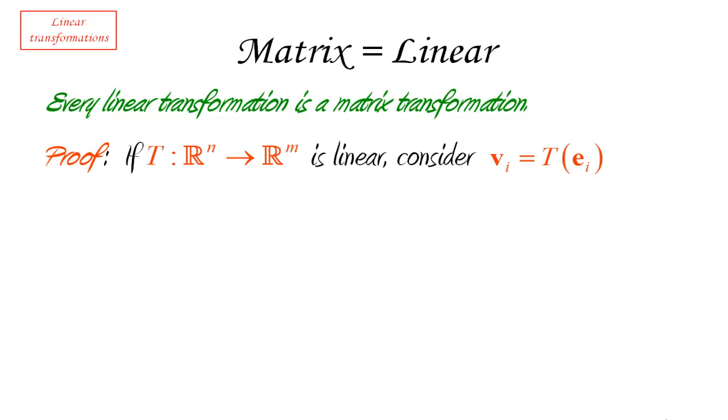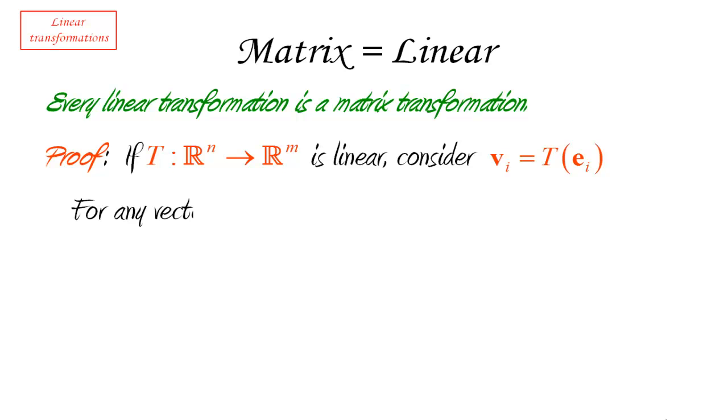Let's assume that we have a transformation from R^n to R^m. Remember, transformation is just the linear algebra jargon word for function. So let's say we have a function, and let's suppose that this function is linear. In other words, it changes linear combinations to the same linear combinations on the other side. And now consider the vectors v_i, which are the images under this transformation of the standard basis for R^n. So v_i is going to be the image of e_i for i equal to 1 to n. So v1 is T(e1), v2 is T(e2), etc.